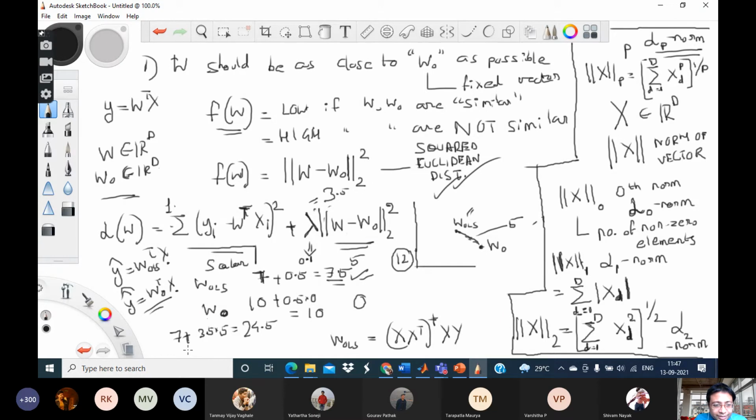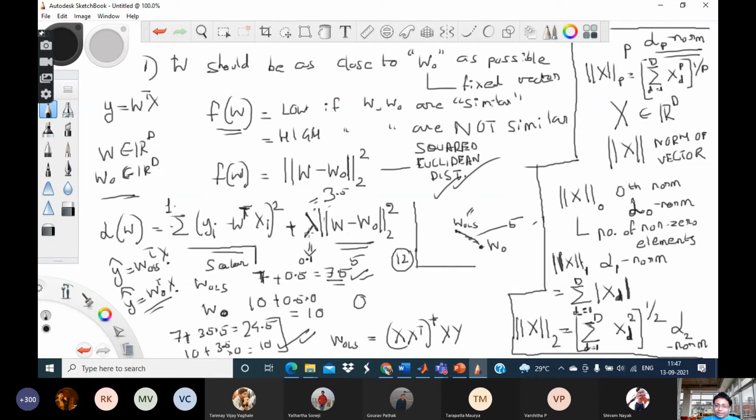In the second case, the loss becomes 10, this becomes 10, this becomes 0, so 3.5 into 0, which is still 0, so I get 10. So in this case, my loss is significantly lesser in the second case of W naught, so I go with W naught. But in the first, if I had set lambda equal to 0.1, then I had decided to go with WOLS. So what I am trying to suggest here is that you have a sense of which is more important to you, minimizing this error or enforcing the structure on W which you want.